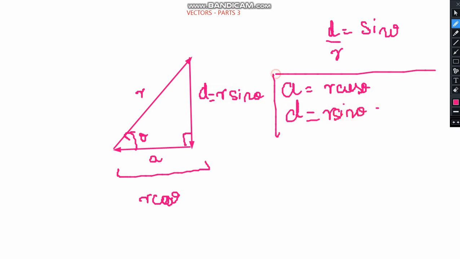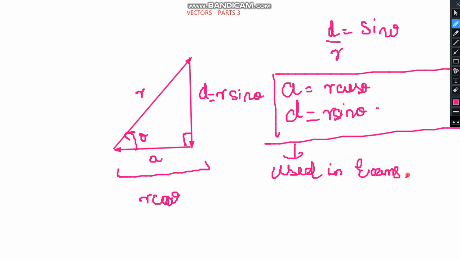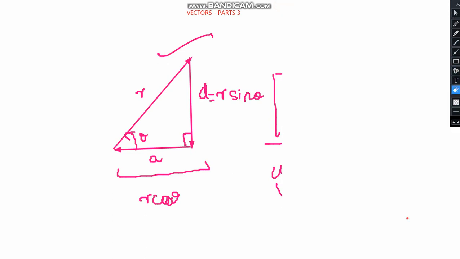One of the very useful formulas used in everyday life. You can see it used also in exams. It's basically a trick, a good shortcut. Please make use of it. This is actually used in the resolution of a vector. This is something which will be helpful for us throughout this video.